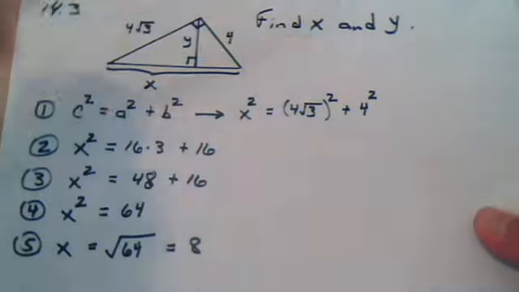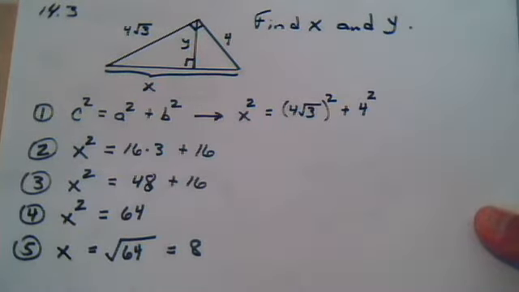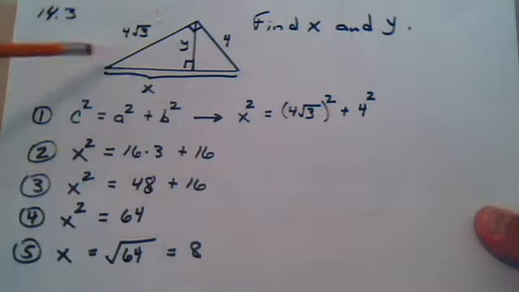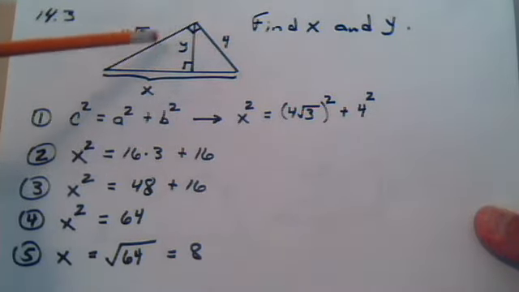Find x and y. Here's our figure. Notice our figure is made up of 3 triangles. Here's the big right triangle, and here are the 2 smaller right triangles.